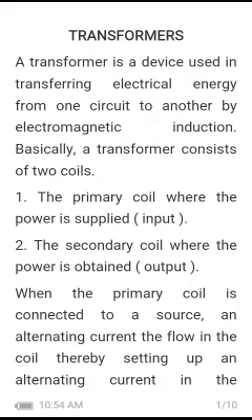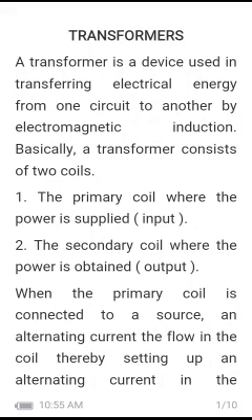Current will be induced on the metal, and the metal, being a magnet, will be able to transfer it to the other circuit. A transformer consists of one, the primary coil, where the power is supplied, which is the input. Two, the secondary coil, where the power is obtained or utilized, which is the output side.